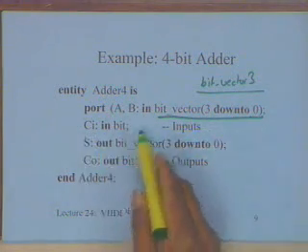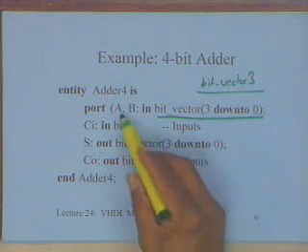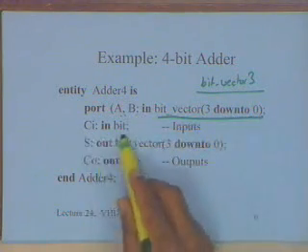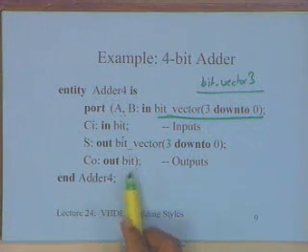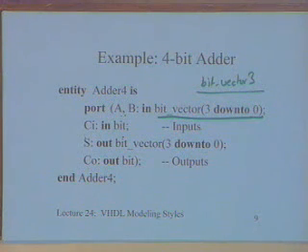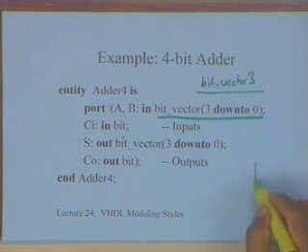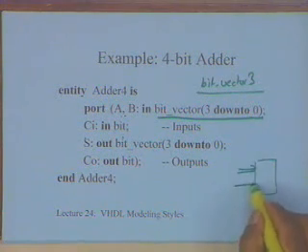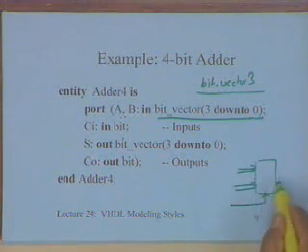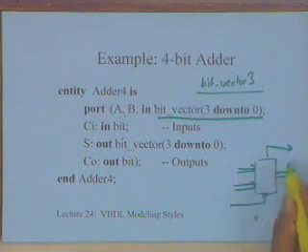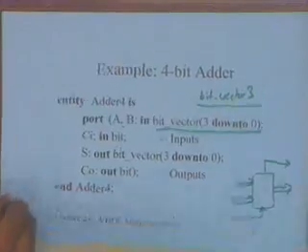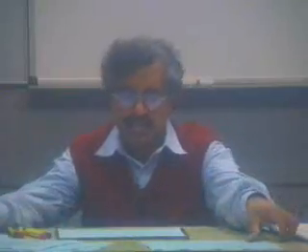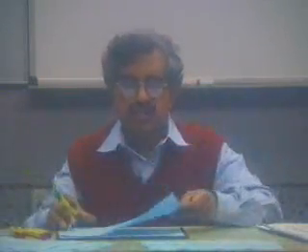CI is a 1-bit input. So I now have 2 inputs which are 4 bits, 1 input which is 1 bit, 1 output which is 4 bits, and 1 output which is 1 bit. So that's a simple 4-bit adder. And then how do I get this 4-bit adder out of the 1-bit adder?